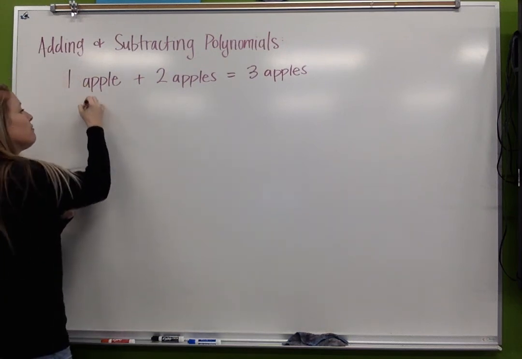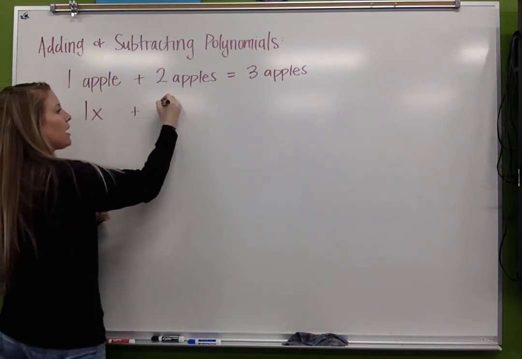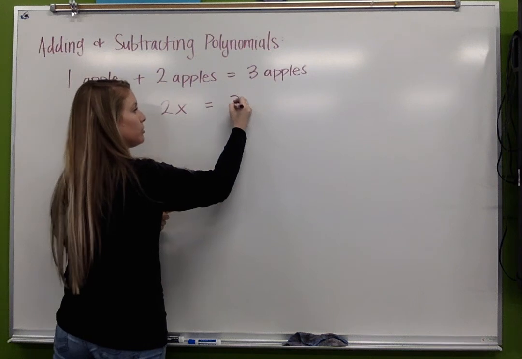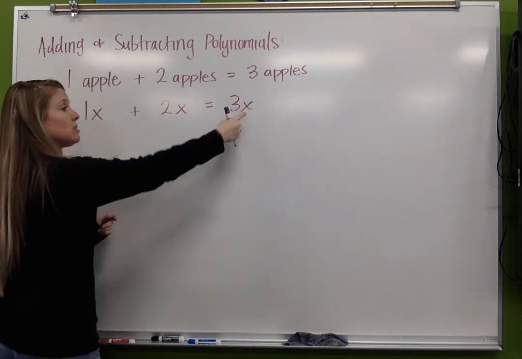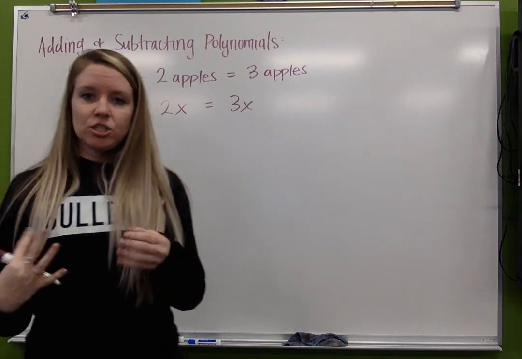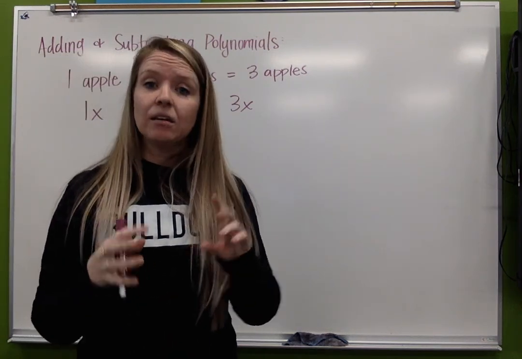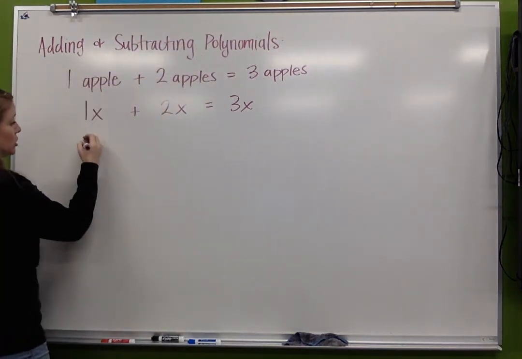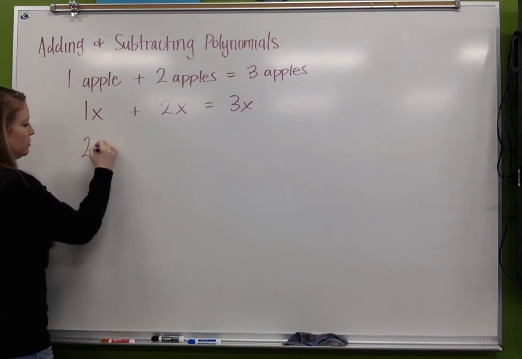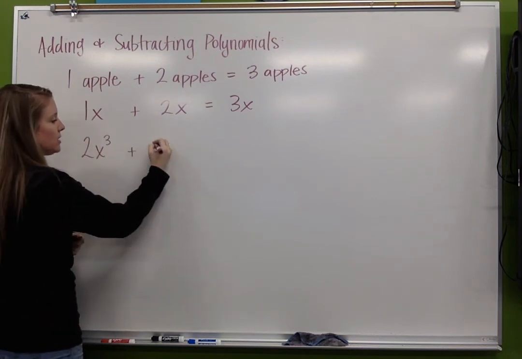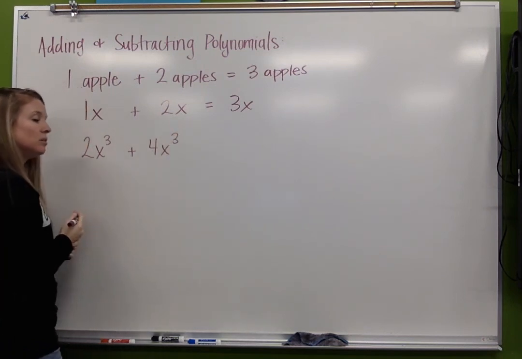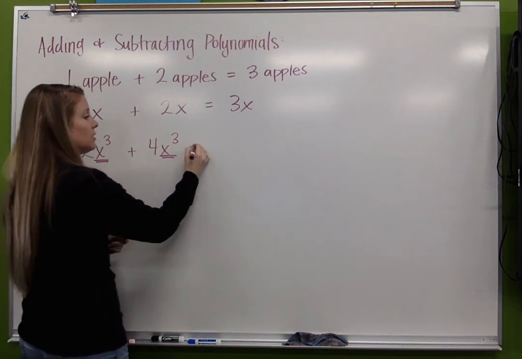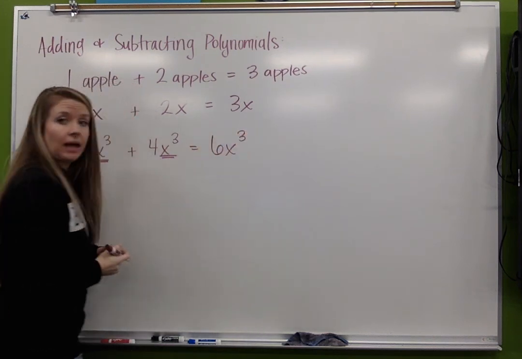For example, if I have 1 apple and now I have 2 apples, how many do I have? 3 apples. So, just because we're now dealing with variables, our process doesn't change. All we're doing here is adding or subtracting our coefficients, the numbers out front. So again, now let's do 2x cubed plus 4x cubed. This is just the same. 2 apples plus 4 apples, that's going to give me 6 apples.